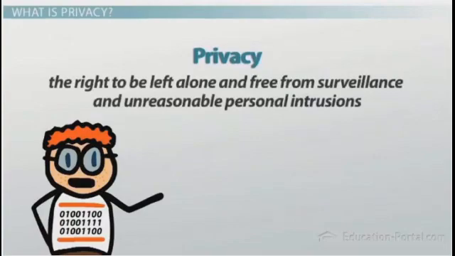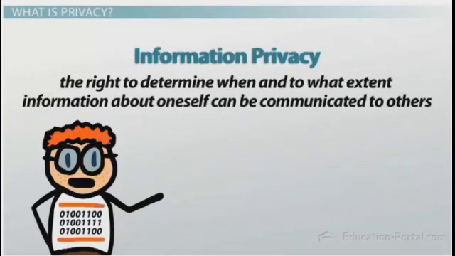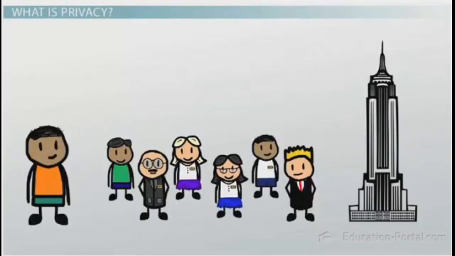Privacy is the right to be left alone and free from surveillance and unreasonable personal intrusions. Information privacy is the right to determine when and to what extent information about oneself can be communicated to others. This applies to individuals, groups, and institutions. Privacy can be interpreted quite broadly, which contributes to the debate concerning privacy expectations and availability of personal information.